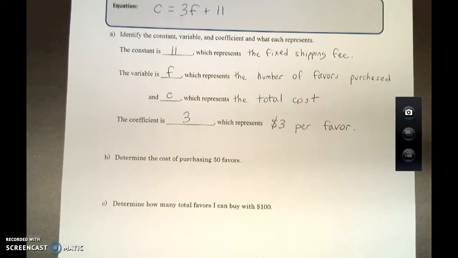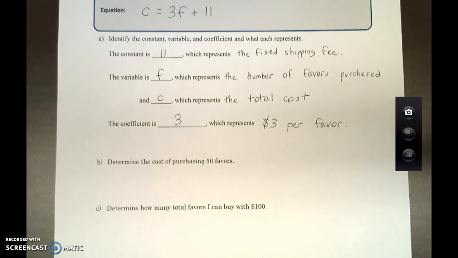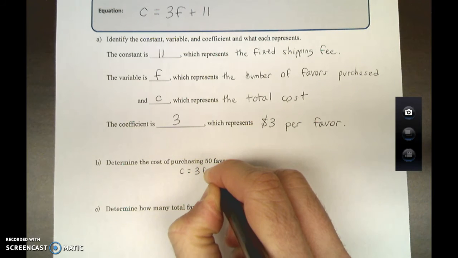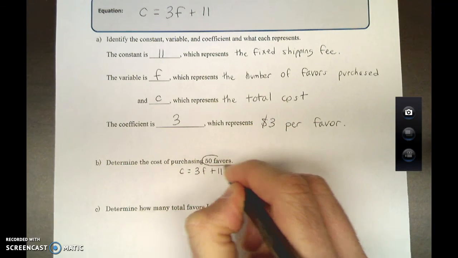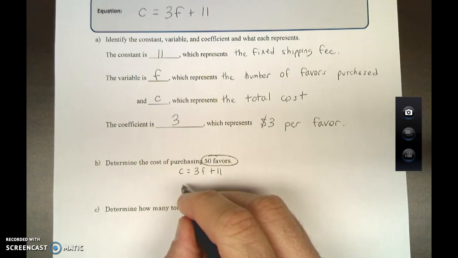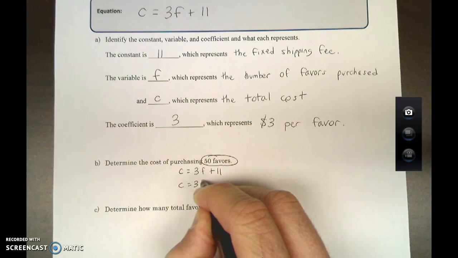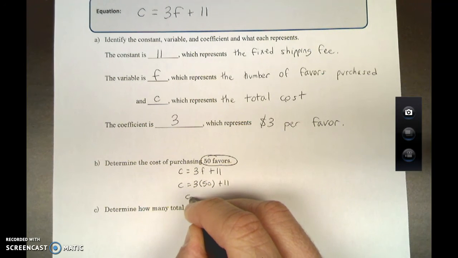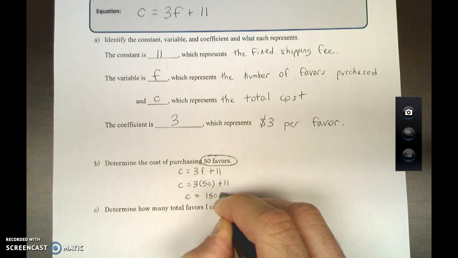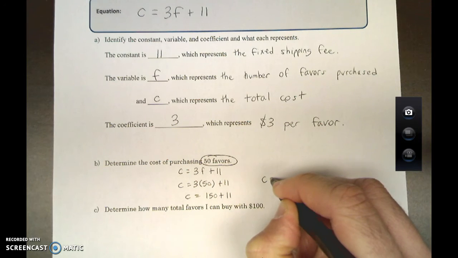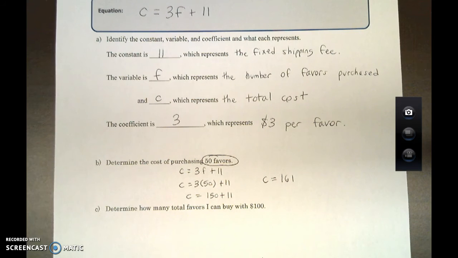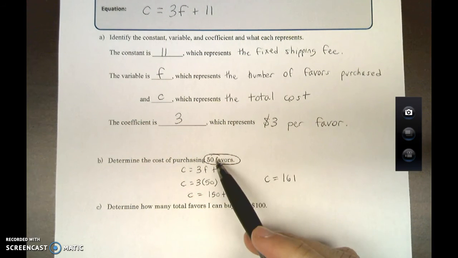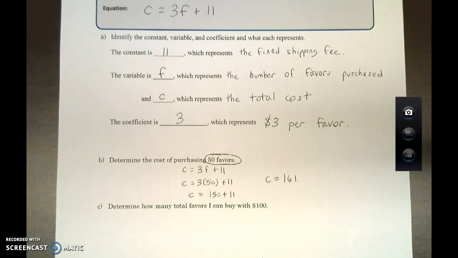So the first question asks, determine the cost of purchasing 50 favors. So if my equation was C equals 3F plus 11, favors is going to go in for F. So I'm going to take 3 and multiply it by 50 and then add 11. So the cost of purchasing 50 favors is 150 plus 11, so the cost is $161. Because I took the number of favors and plugged it in for the F variable.